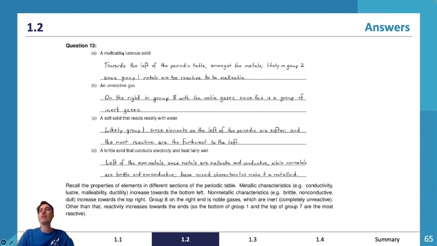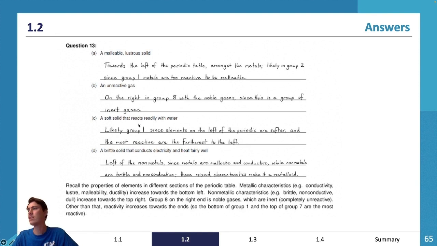So, a malleable lustrous solid is towards the left of the periodic table amongst the metals, likely in group 2, since group 1 metals are too reactive to be malleable. That's a little fact I wouldn't have expected you to know at this point in time, but it's a good one to learn because these are great questions for learning. An unreactive gas is on the right, group 8 with the noble gases, since this is the group of inert gases. Should have known that. That was a pretty straightforward question.